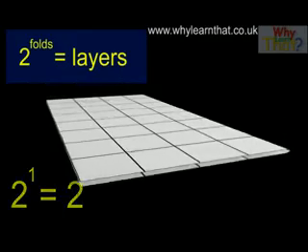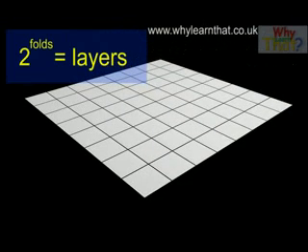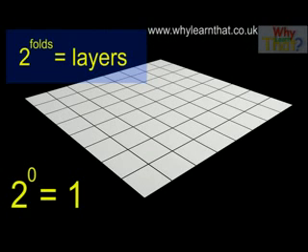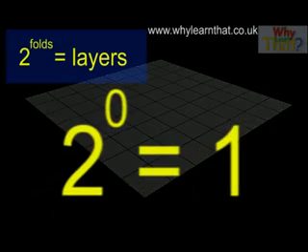Now let's go back one more step. Here we have no folds and 1 layer. Putting this into our formula of 2 to the power of the number of folds equals the number of layers, we get 2 to the power 0 equals 1. And this is an important result. When you raise any number to the power of 0, you get 1, and definitely not 0.